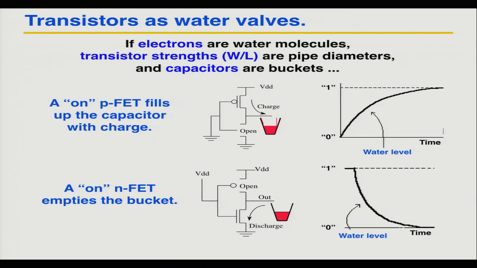And so the strength of the transistor is kind of the diameter of the pipes, and the size of the capacitor is the size of the bucket. And in CMOS, all we're really doing is moving charge around. We move charge from the power supply to the capacitance of a gate, or from the capacitance output of the gate down to ground. So it's really like static electricity. We're just moving charges around, and that's all it is. So it's very simple to understand.